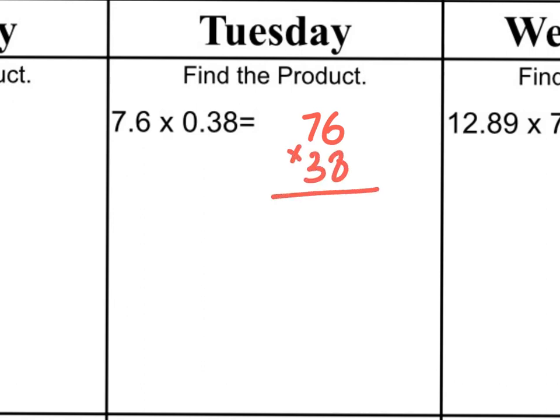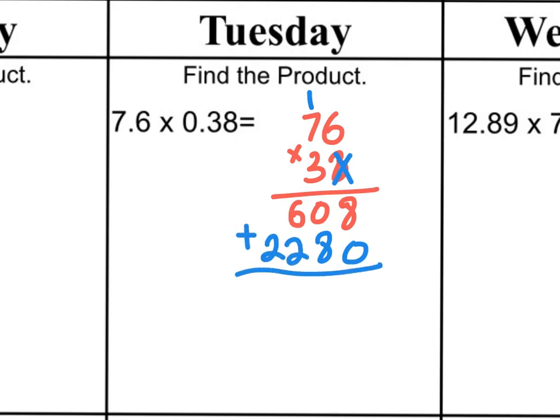8 times 6 is 48. You carry the 4. 8 times 7 is 56. Add 4, you get 60. You want to cross out the 8. You want to put a 0. It's going to erase the number up top so it doesn't distract us. 3 times 6 is 18. Carry the 1. 3 times 7 is 21. Add 1 is 22. These are called partial products.